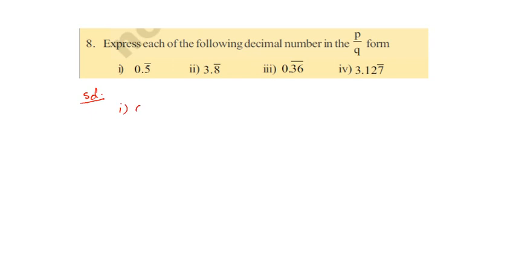You take the first one, that is 0.5 bar. What type of decimal is it? It is a terminating, non-terminating, recurring decimal. Why? You may observe that on top of the 5 there is a bar. Hence it is recurring. That means non-terminating recurring decimal. Already we have discussed in the previous session which are called terminating and which are called non-terminating recurring decimals.